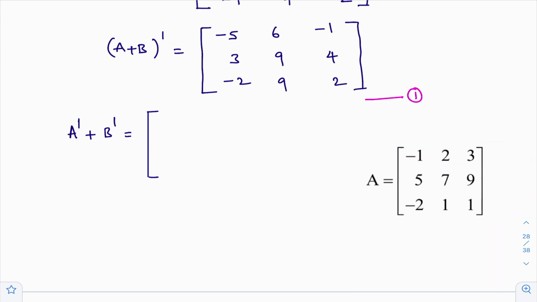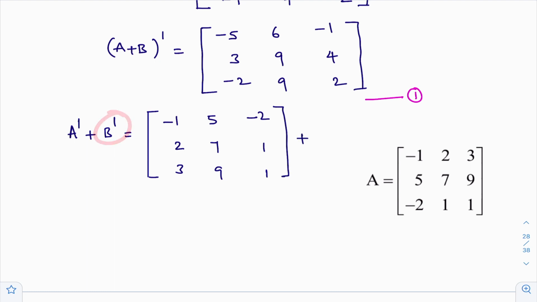You write the first row as the first column: minus 1, 2, 3. You write the second row as the second column: 5, 7, 9. You write the third row as the third column: minus 2, 1, 1. Okay, A dash plus B dash.